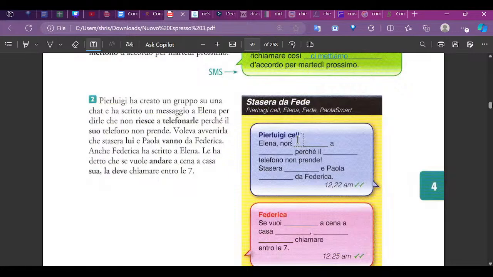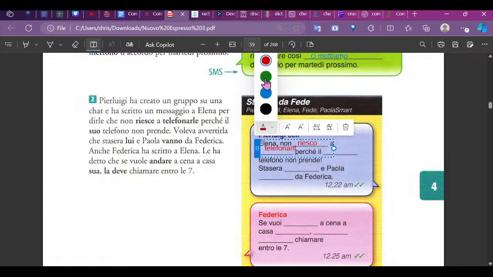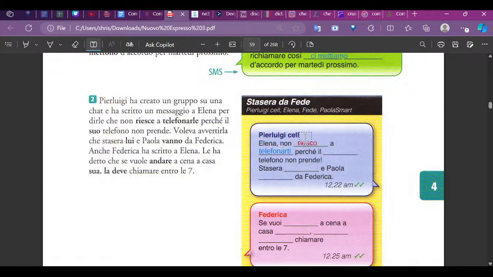Pierluigi Cell. Ok, so this is from him. Elena, non riesco a telefonarti. Perché il mio telefono non prende. Voleva avvertirla. Stasera lui vanno. Io e Paola. Andiamo. Io e Paola. Noi. Andiamo. Vanno, it's coming, ok. Ok.